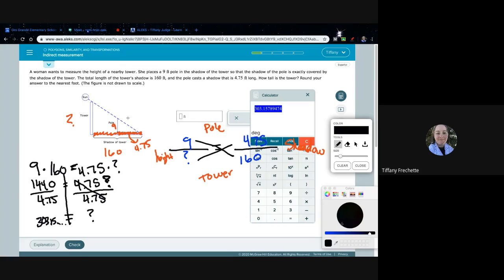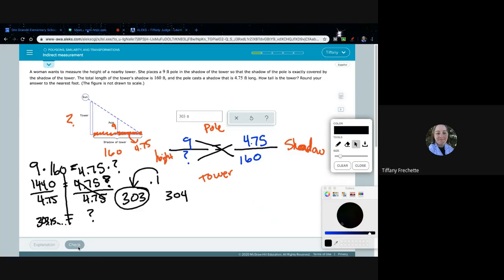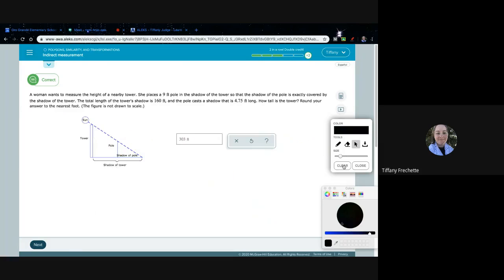So then I need to decide, because they want us to round to the nearest foot. Is it closer to 303, which I'm starting with, or do I need to go up to 304? So I'm going to look at that number right past the decimal, which is 0.1. That's smaller than 4, so I'm going to go to 303, which is what I started with. Check. All right, one more of these.